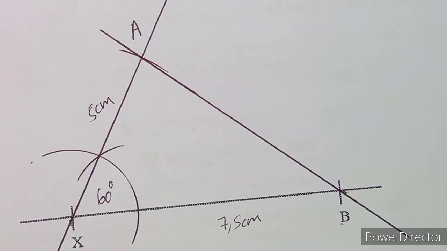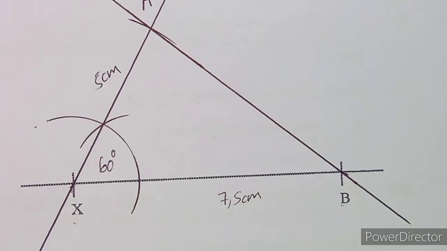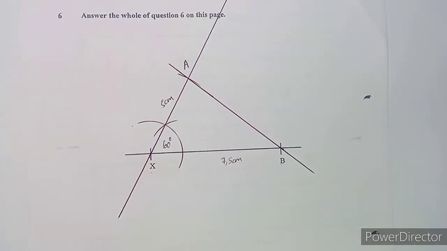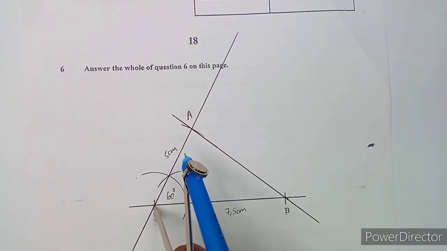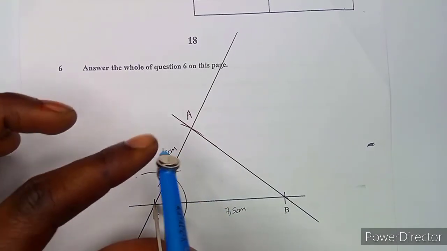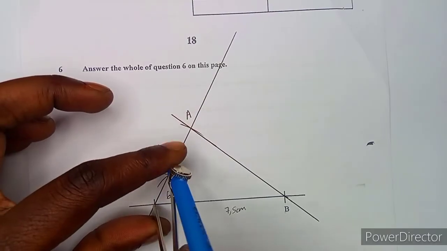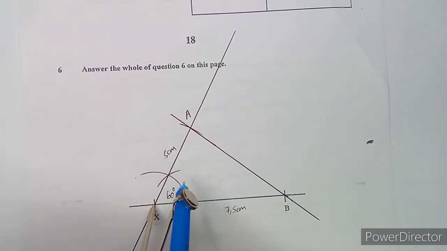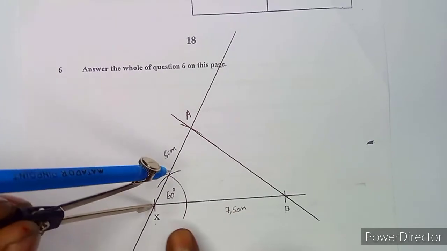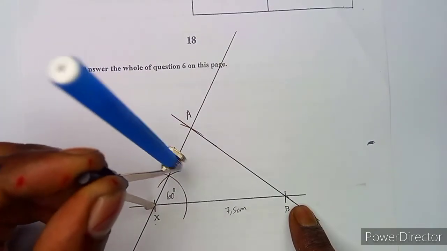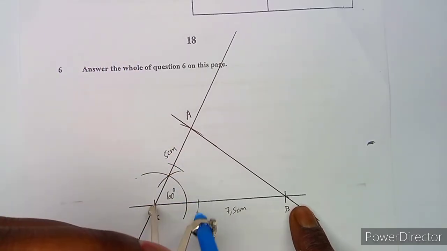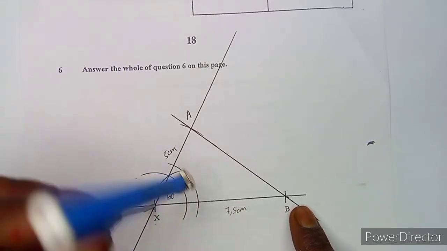So how do I bisect an angle? That is the question now. Remember, to bisect an angle, we have to mark at this point here. Just mark arcs on these lines that we are talking of, XA and XB. Mark an arc here, another arc here, just like that.